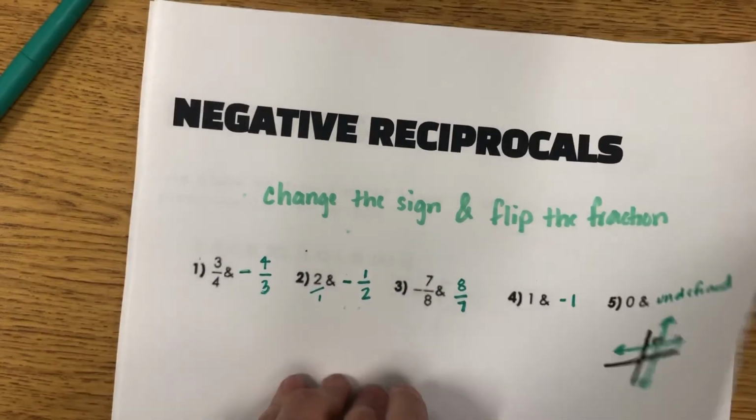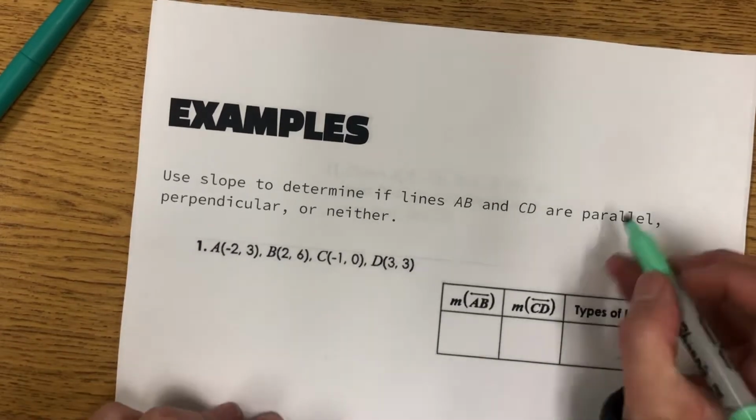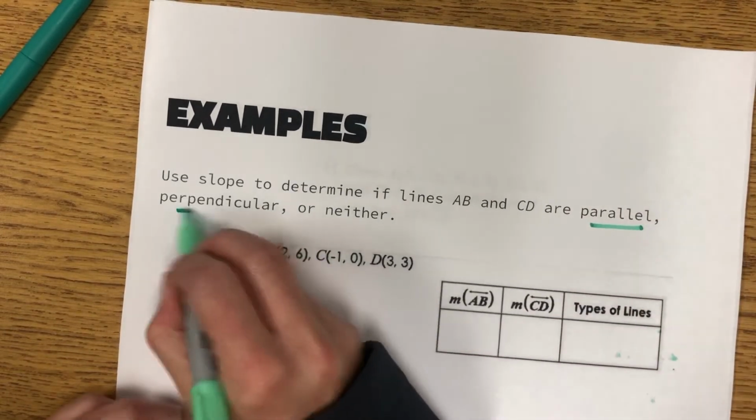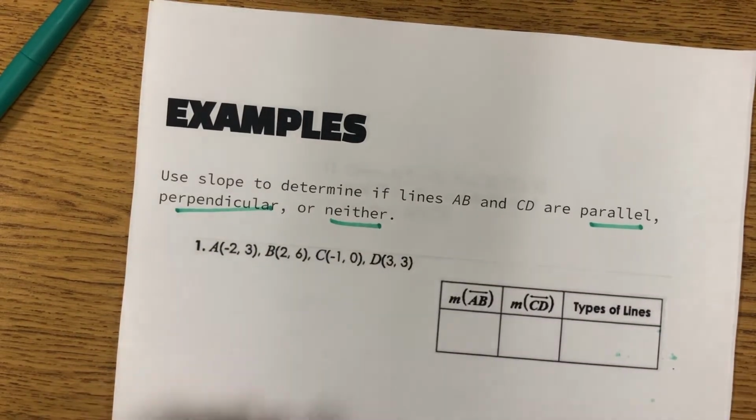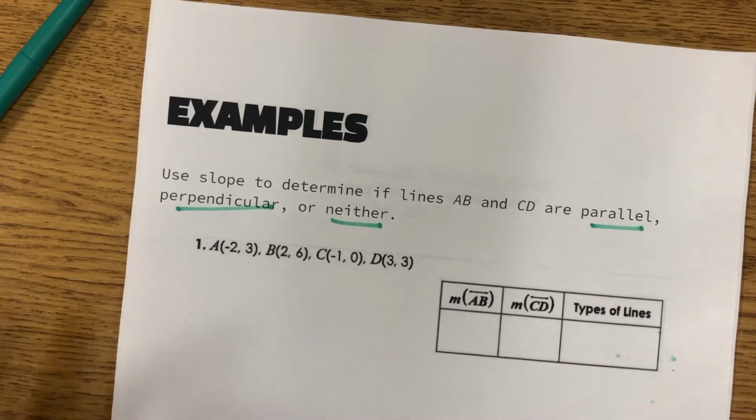All right, let's use that to find some slope relationships between 2 points or between 2 lines. We're going to use slope to determine if lines AB and CD are parallel, perpendicular, or neither. So we're looking at their relationship. They give us 4 points, and we're going to fill in these 3 boxes here with those 4 points. They give us A, B, C, and D. So basically what we have to do first is find the slope of AB, then find the slope of CD, and then figure out between the 2 slopes what their relationship would be.